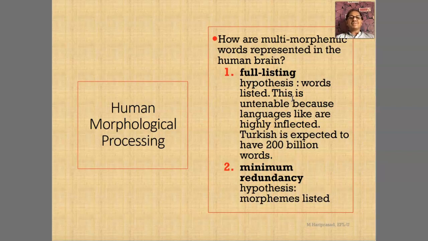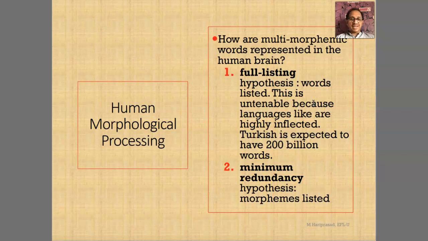Which is untenable, because English doesn't have much inflection. But there are languages like Turkish, which is very highly inflected. Even Indian languages are highly inflected. For a particular word, there can be several forms of the word. Right? So it is expected that in Turkish there are 200 billion words. So how is the brain going to store all the words? Right? So it is impossible to say that the human brain stores all the words of the language.